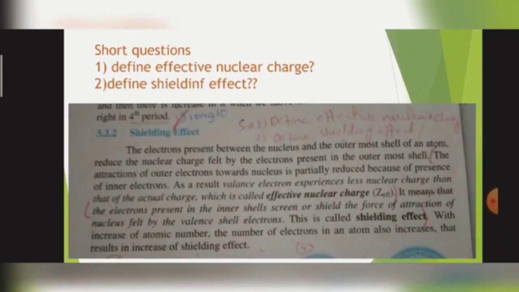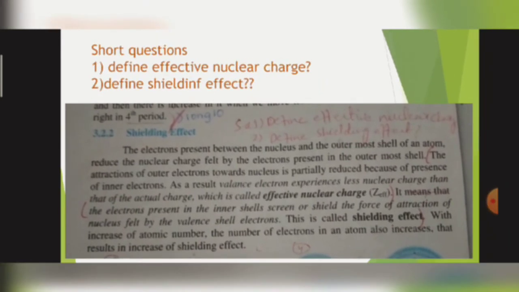Because the shielding effect depends upon the number of inner electrons, when we move from left to right in the period, we know that the number of shells remains the same. As we discussed in atomic size, only filling of electrons takes place in the K or L shell. That's why when we go from left to right in the period, the shielding effect remains the same, but the effective nuclear charge increases.